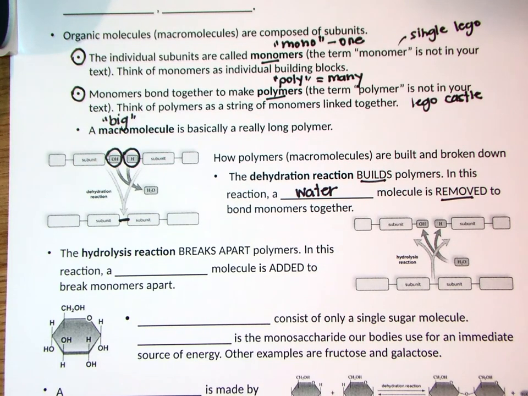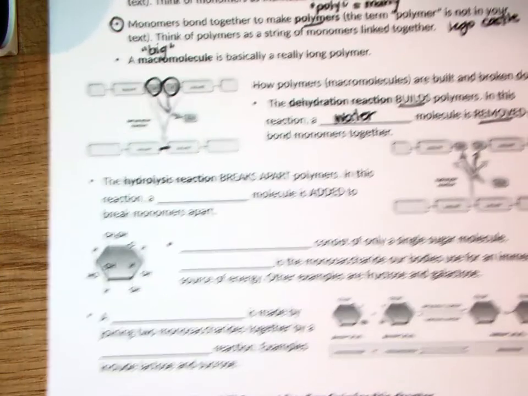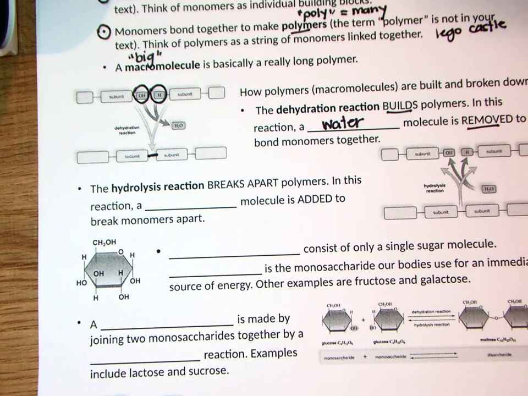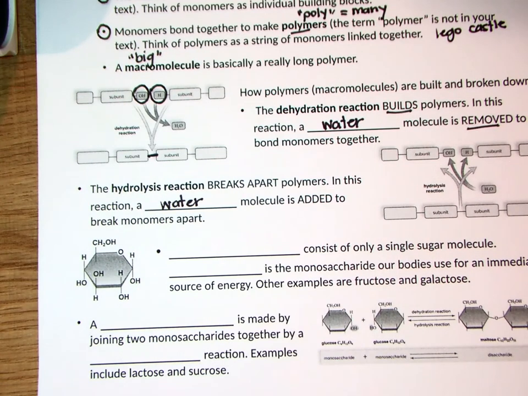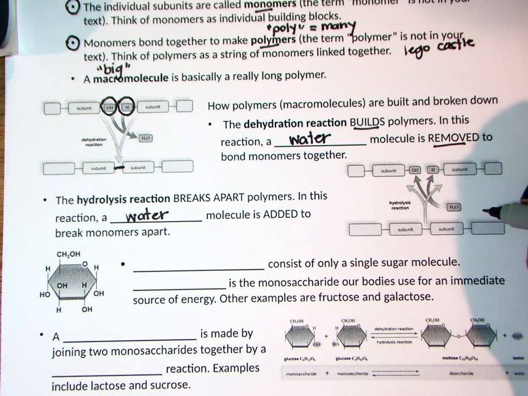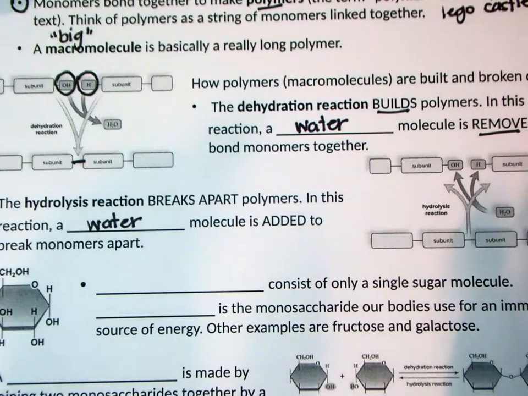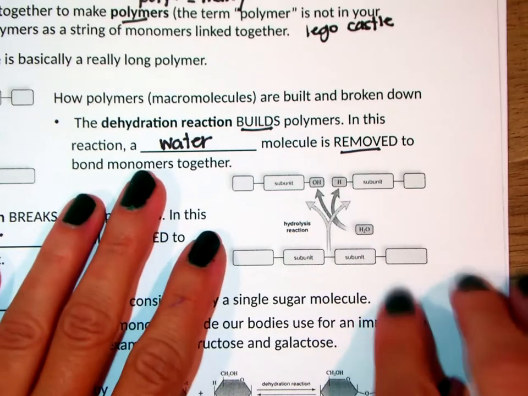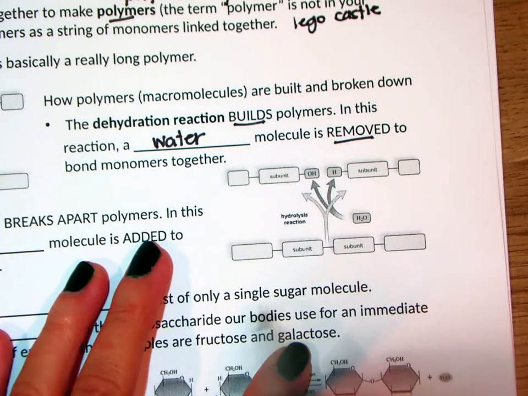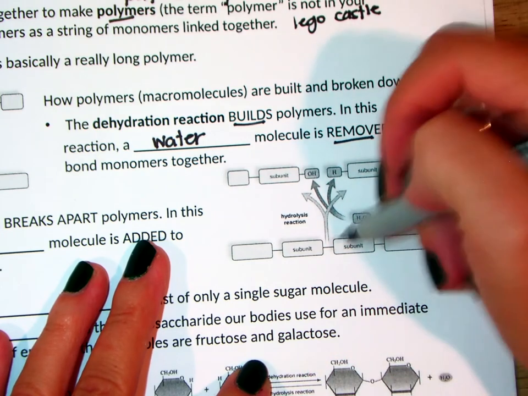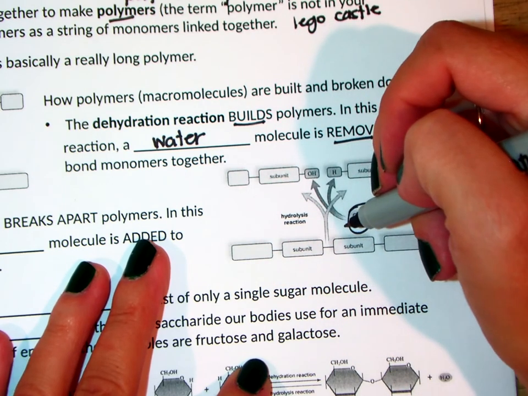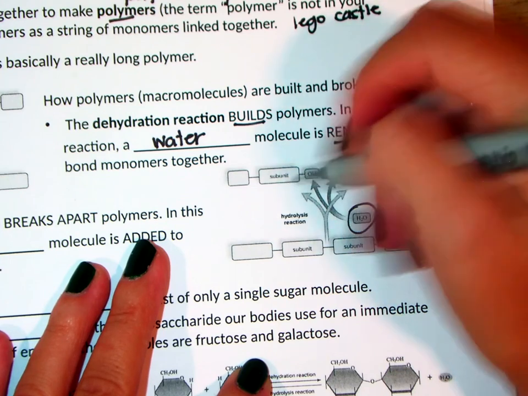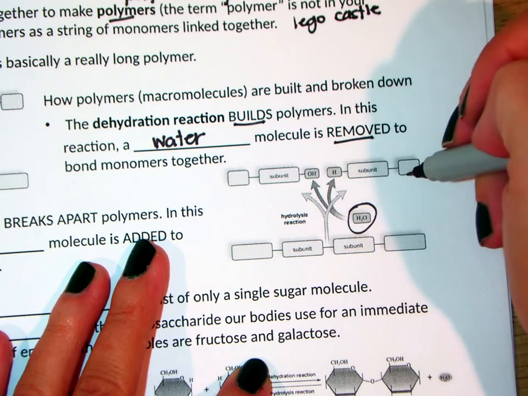And on the other hand, we have a hydrolysis reaction, which breaks apart polymers. And in this reaction, a water molecule is added to break monomers apart. So this is the same thing that we just looked at, except it's going in reverse. So we've got some monomers here. This time we have, let's say, 4 monomers that are bonded together, and a water molecule is added right here, and that allows these to break apart and become a smaller set of monomers.